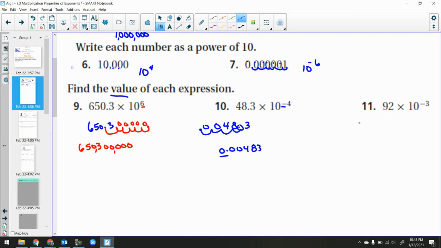And then the last one here, 92 times 10 to the negative third. Now, where is the decimal place here? It's right after the 2, right? So I'm going to move that decimal place 3 units to the left. Here's 1, here's 2, here's a third. So 0.092. That's my answer there. Okay.